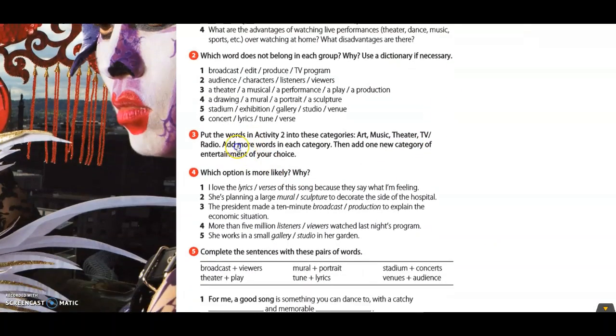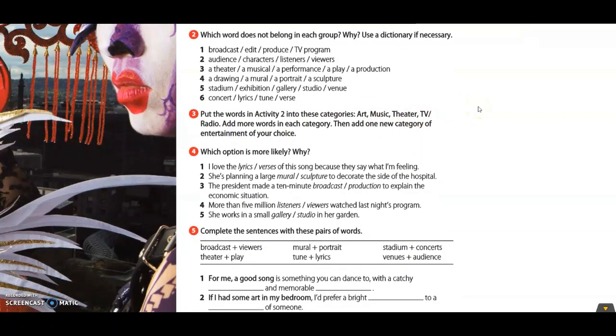In the next exercise, guys, we have to put the words in activity 2 into these categories: art, music, theater, TV, and radio. Then we have to add more words in each category. Then add one new category of entertainment of your choice. Okay, guys, so in exercise 3, it tells us that we have to put these words here. You should put them here next to each group of words.